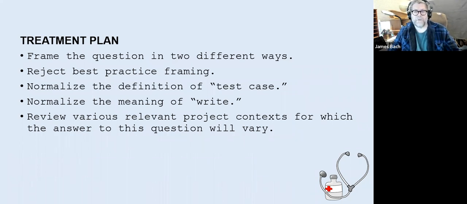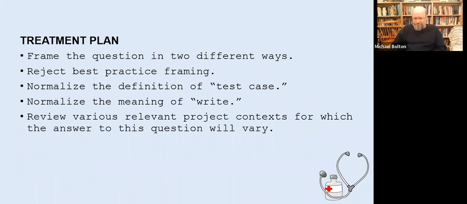So in order to fix this, we've got to reject the best practice framing. We have to replace that with a context-driven framing. We need to, or else we won't be practicing our own test methodology of rapid software testing, which is a liberational kind of methodology. It's a methodology that allows me, you, anyone to do what they think is right. And in fact, it says you must do what you think is right.